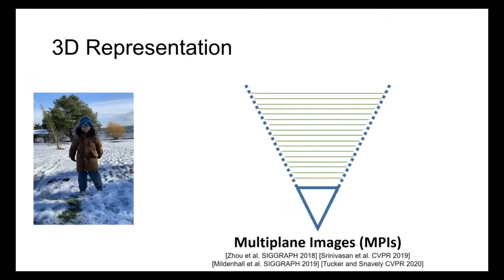Yet another representation is called multiplane images representation. This represents a stack of frontal parallel RGB alpha textures. This representation has been fairly popular in the community of view synthesis because of its regular structure, which makes it suitable for use in a CNN. So it's very easy to use, but it's not very storage efficient. You need to store many different empty spaces, so it's not very easy to view this on a mobile phone.